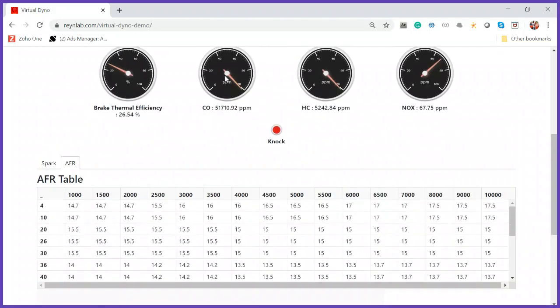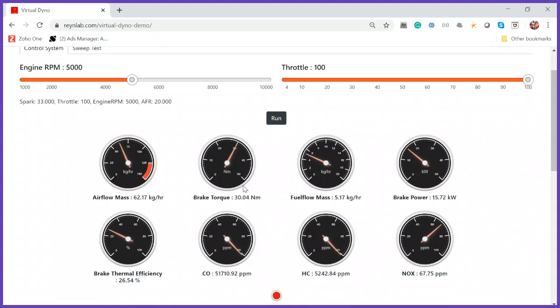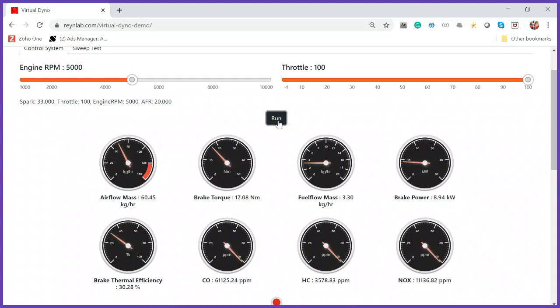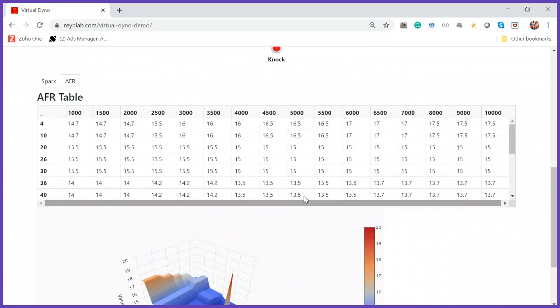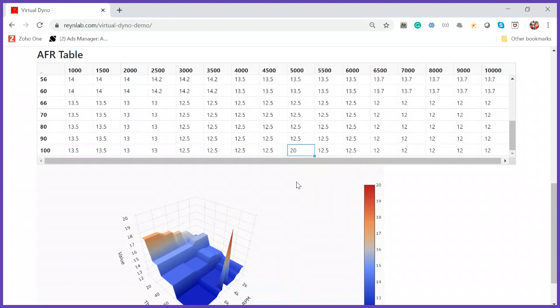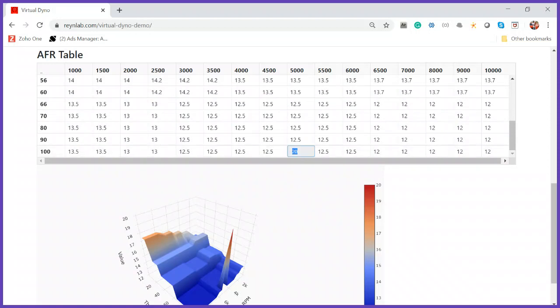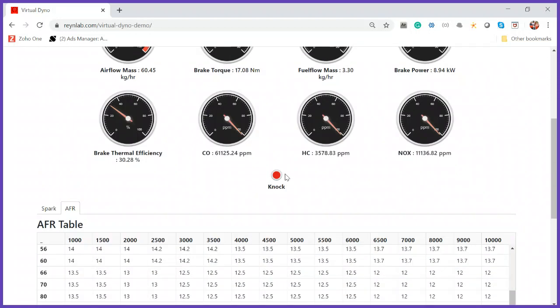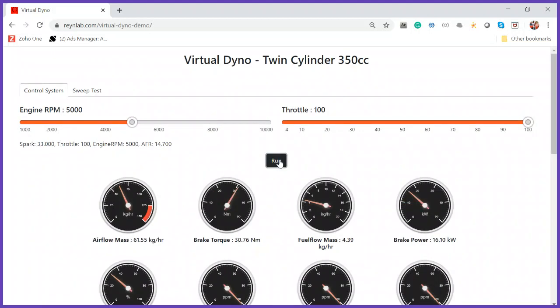And let me try refreshing the page. 30 and 5. Yeah, that's happened. So your torque has dropped because your fuel flow has also dropped. So 30 and 5 was there at 12.5 AFR. Now I'm going to convert this into 14.7 and run it. So 30.76, and fuel flow has come down a little bit.